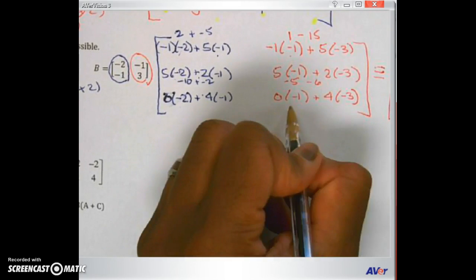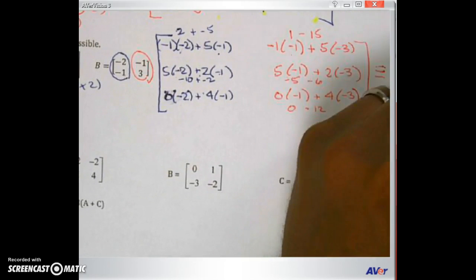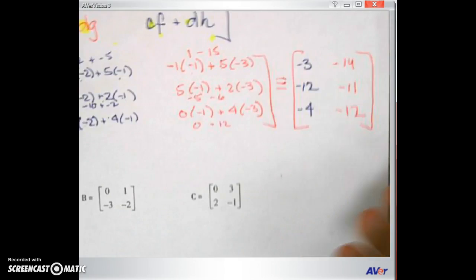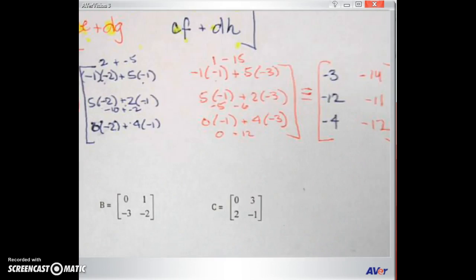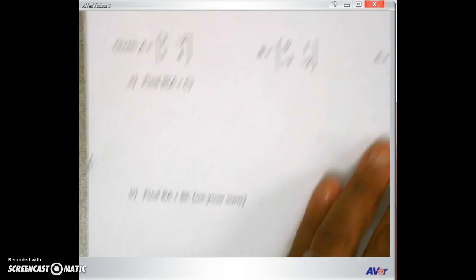And then what is this? 0 minus 12, -12. Close it up. Oh my god, you couldn't see any of that. So this is what I got for each one. You can check my arithmetic. The main thing is knowing where these numbers came from. Sorry about that. Okay, last one together.